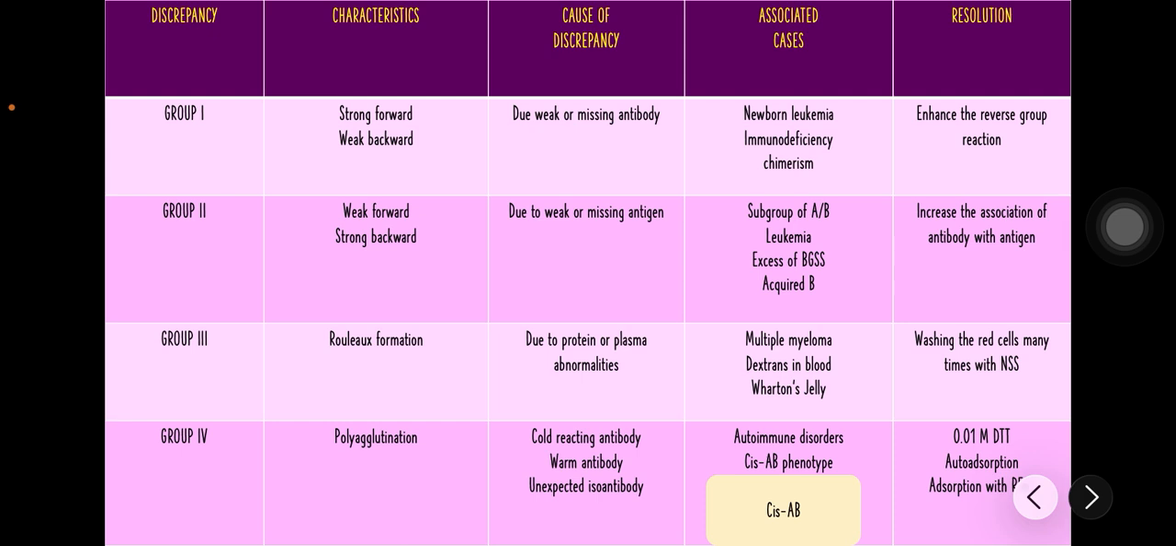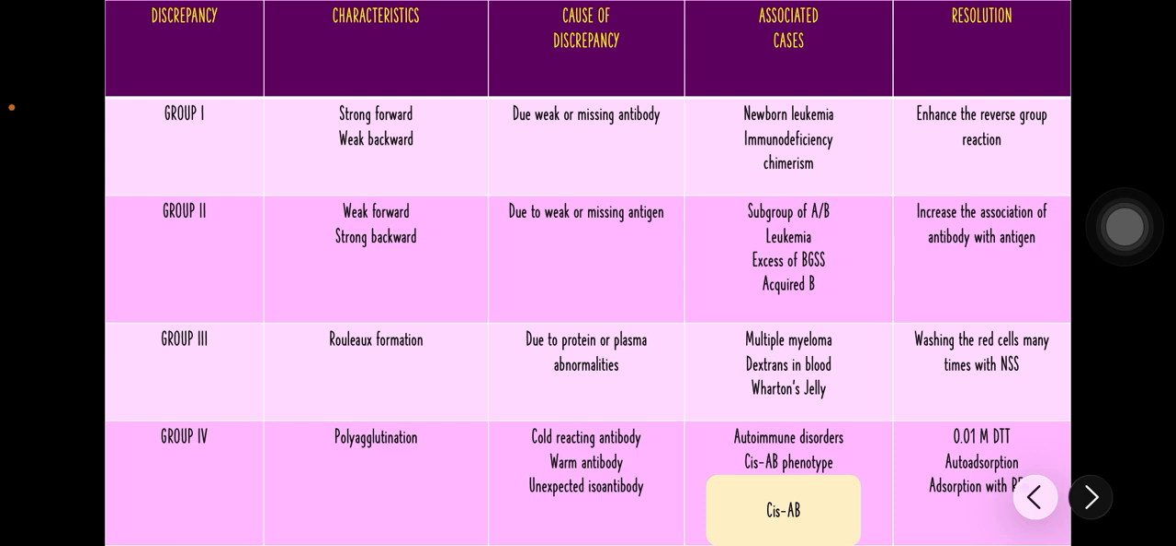For Group 3, it's related to protein abnormalities. These discrepancies are caused by high levels of protein in the patient's plasma, which causes the red cells to stick together physically, mimicking a real antibody reaction.